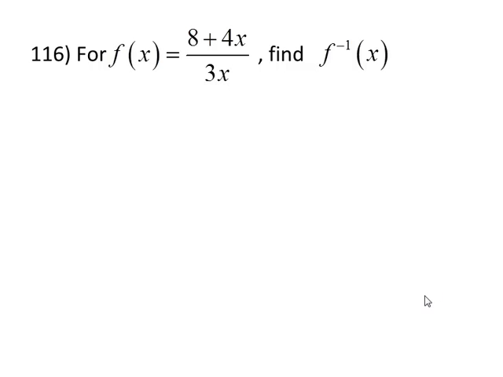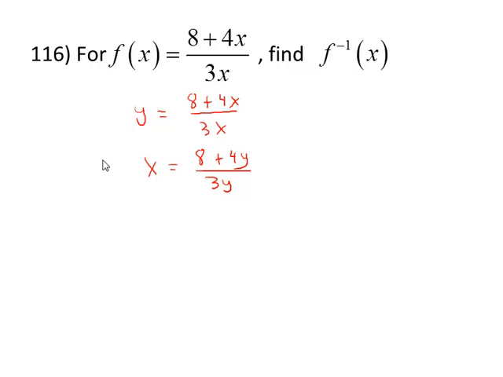Last problem for this part of the review, finding the inverse of a function. Remember that we put in y for f of x, and we interchange x and y. Again, this is a review, so I don't want to get too deep into this, but the reason we switch these two variables is that if the point x, y is on the graph of a function, the point y, x is on the graph of its inverse.